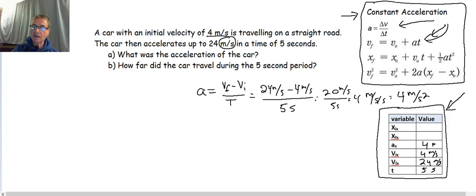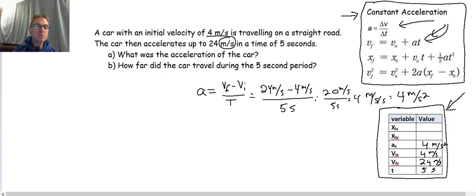So I can now plug that into my box of things that I know. And every time I find out a new piece of information, I'll always add that to my table, right? Because it's a nice place to keep all the information. Part B says, how far did the car travel during the 5-second period?